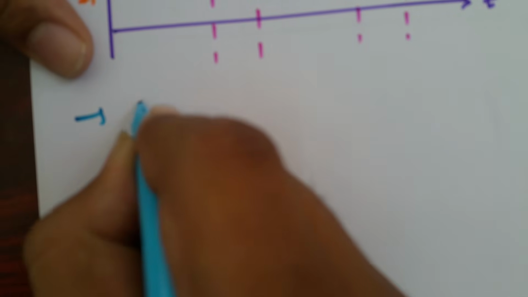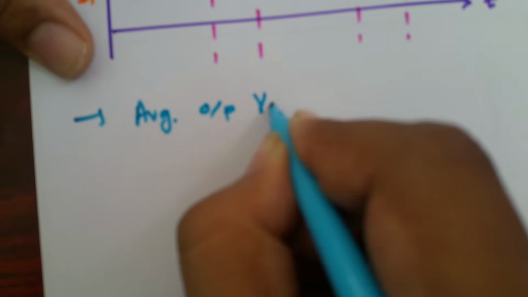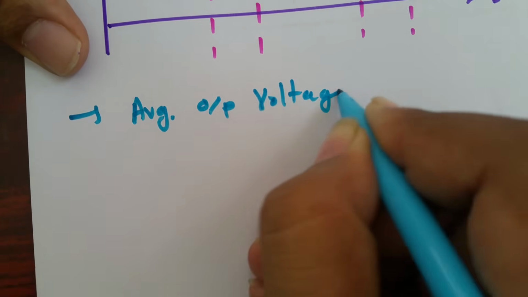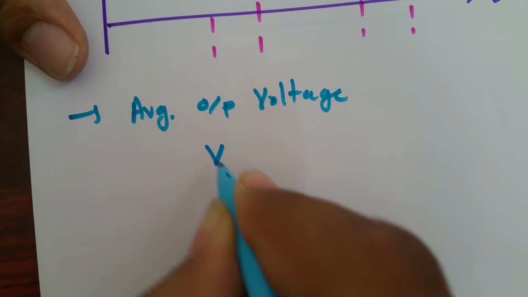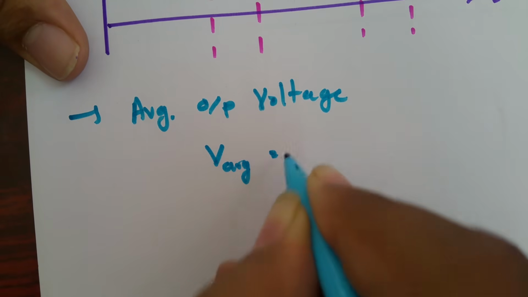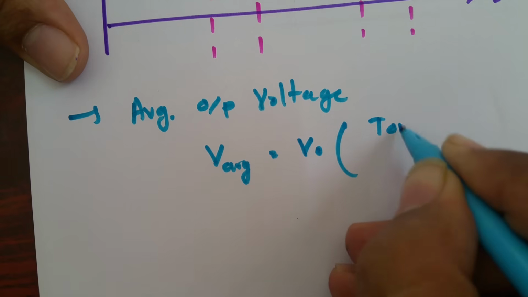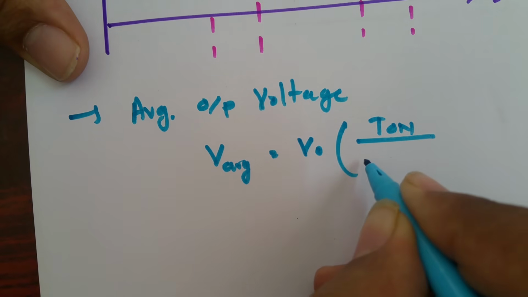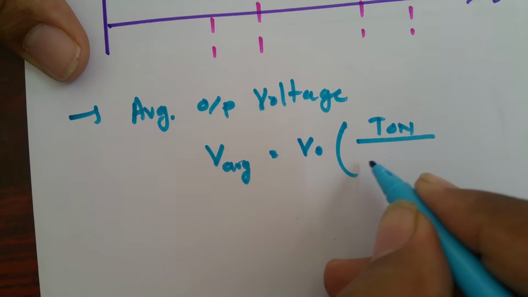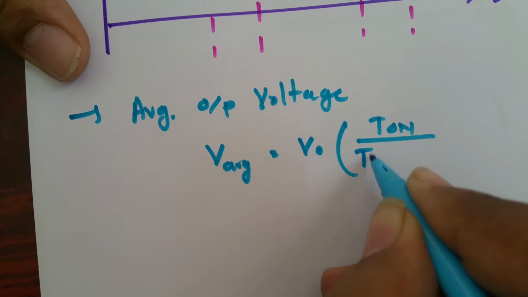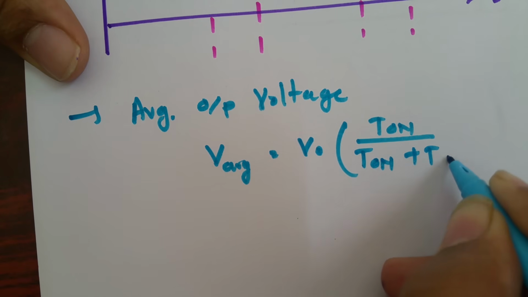Now what will be the average DC output during this conduction? The average output voltage, V average, will be the output voltage multiplied by T on. The reason is when it is on, at that time the output voltage appears at the load, divided by T on plus T off.